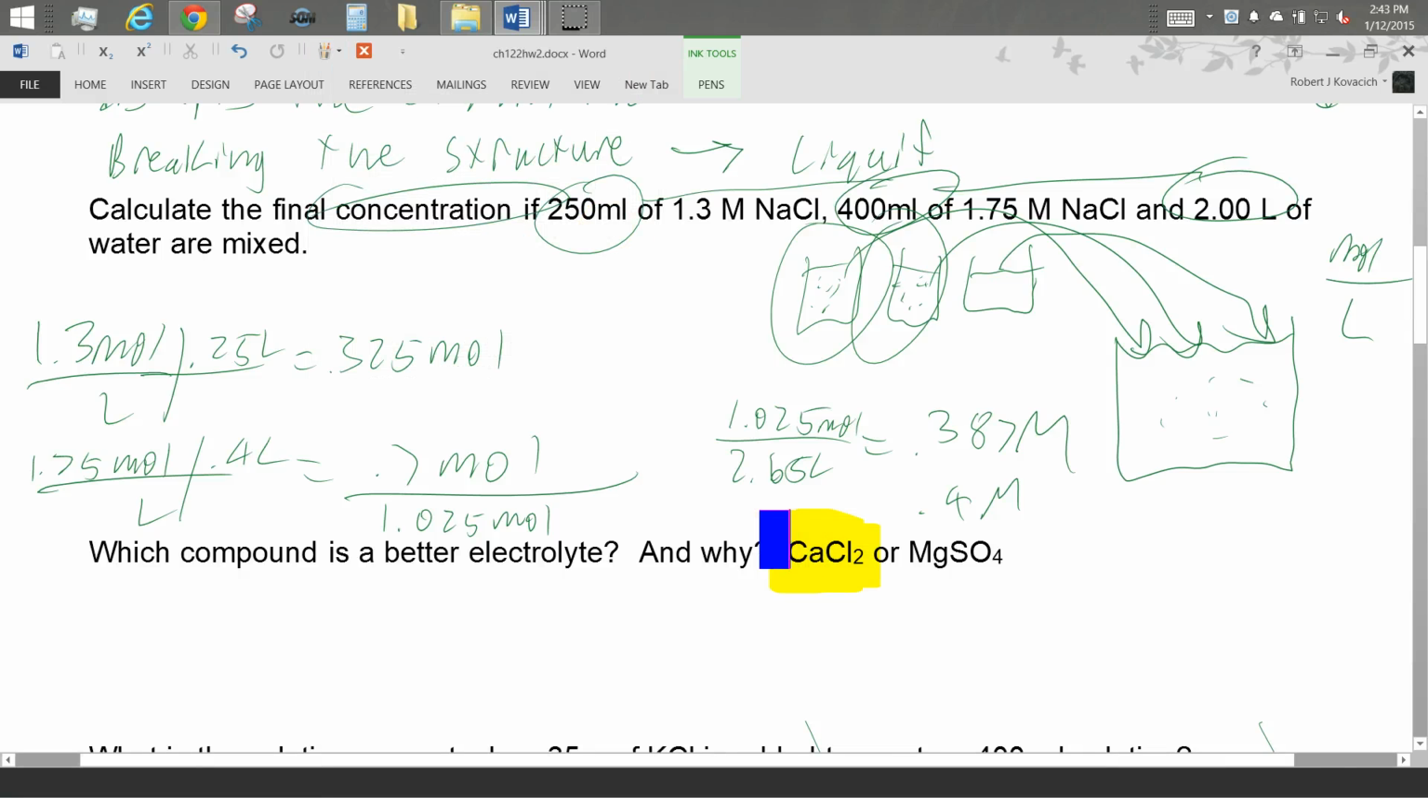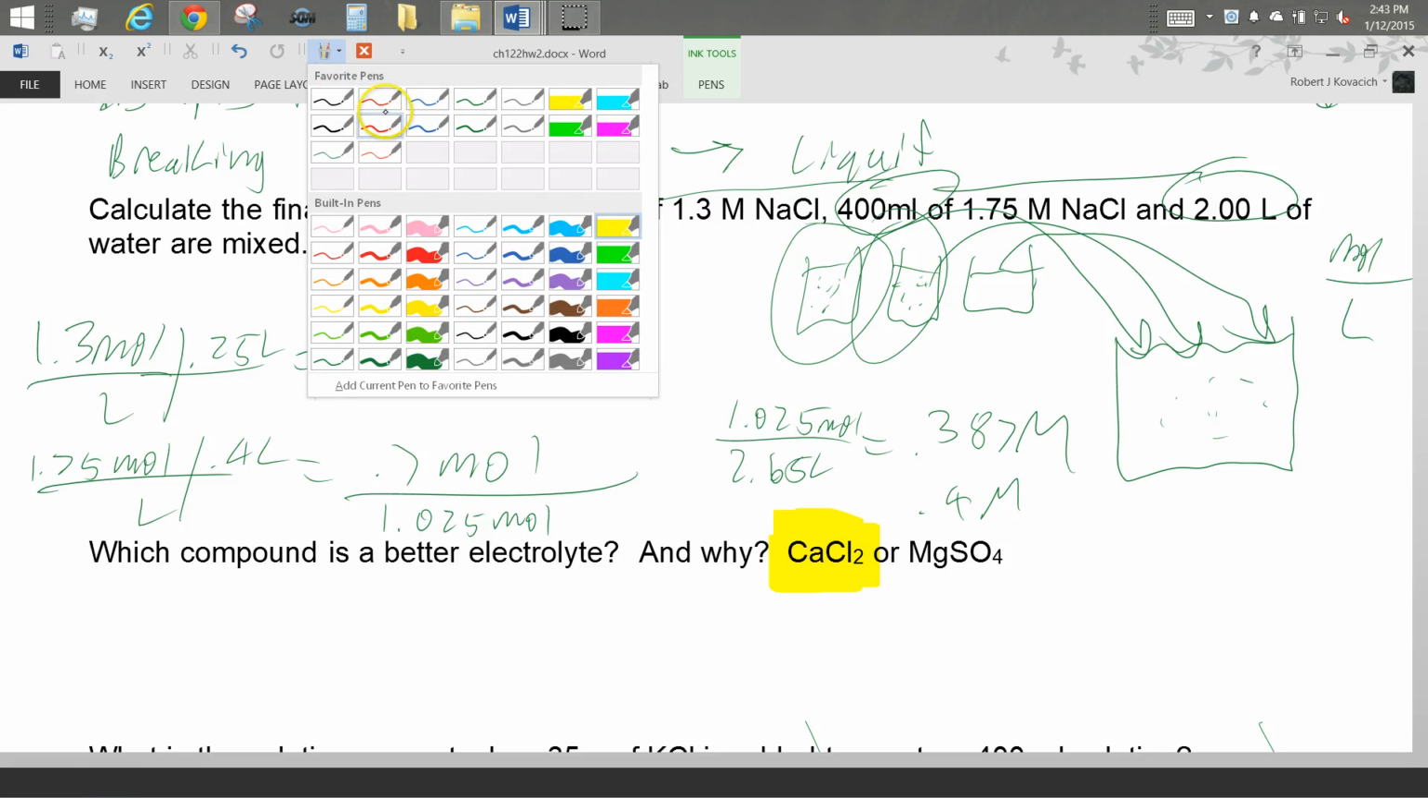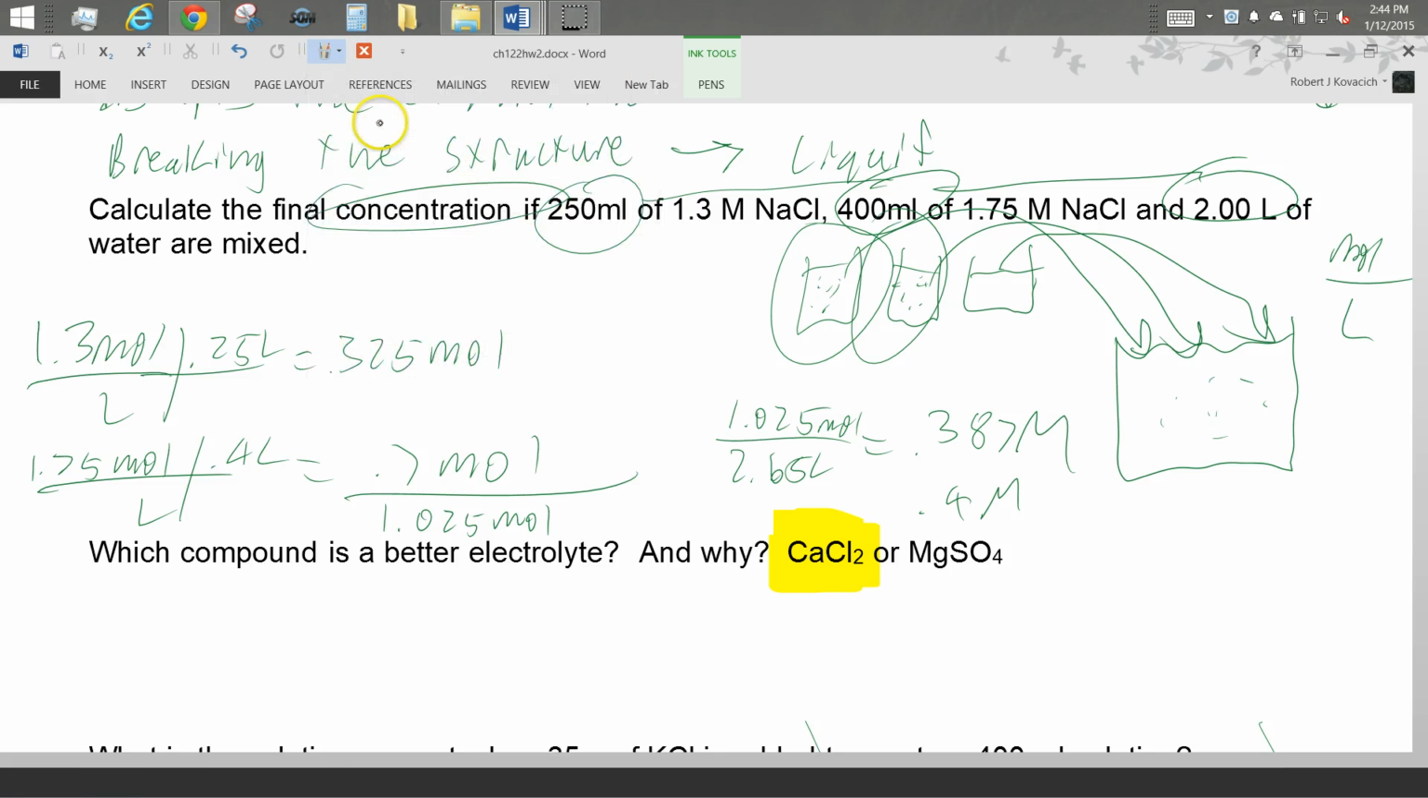The calcium chloride. Why the calcium chloride? Because it completely dissolves. So does the other one. It doesn't matter. All that matters is I get 1 Mg and 1 SO4. That gives me 2 pieces.